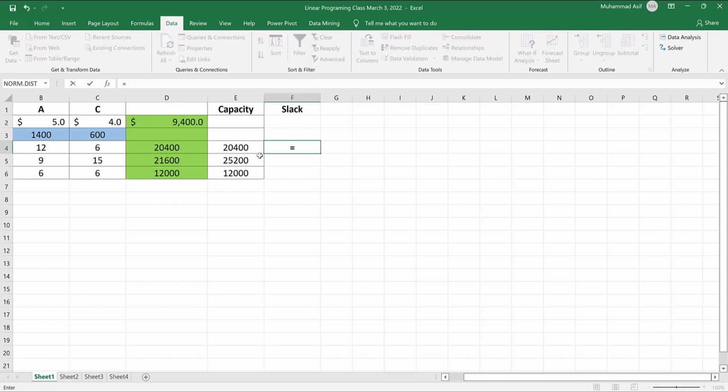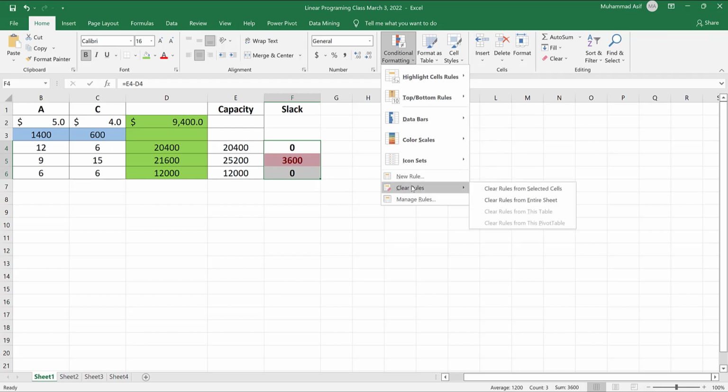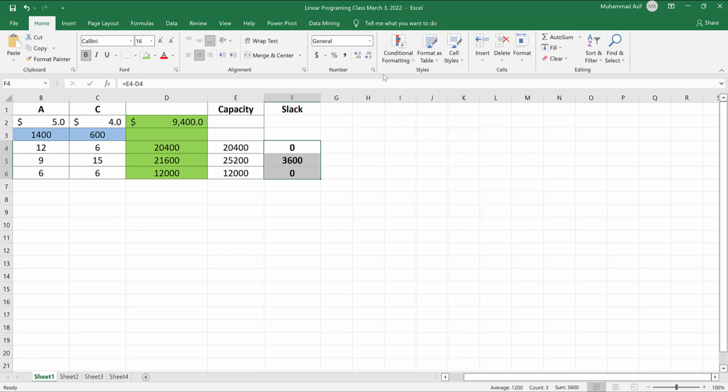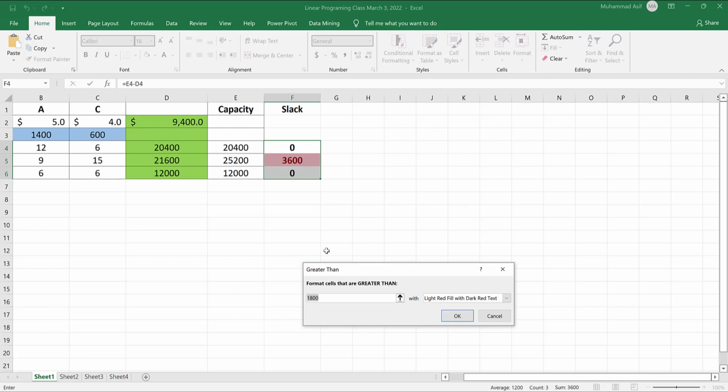The next thing we need to do is find slack, and for that we take the time that's available minus the time that it will actually take, and then we can drag it down. Then there's conditional formatting, where I can clear rules, and from here we can highlight those cells where slack is greater than 0. So any value that's greater than 0 will be highlighted.